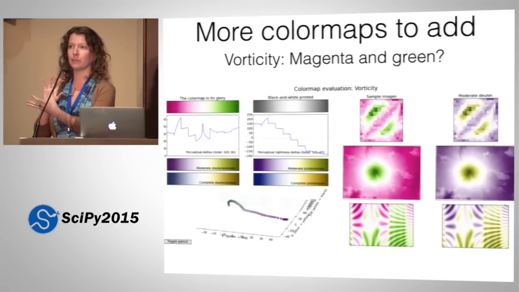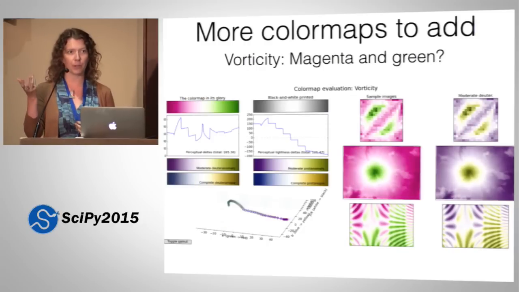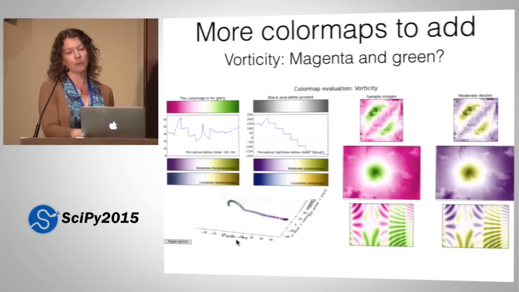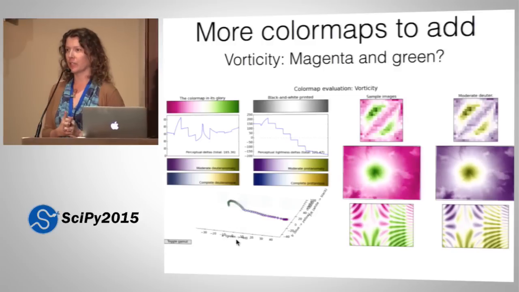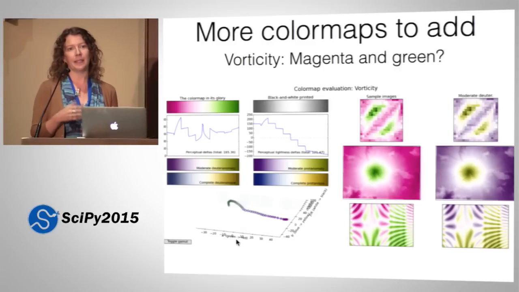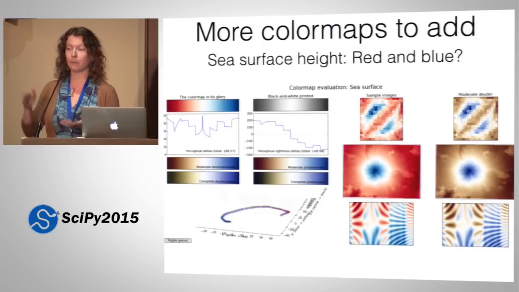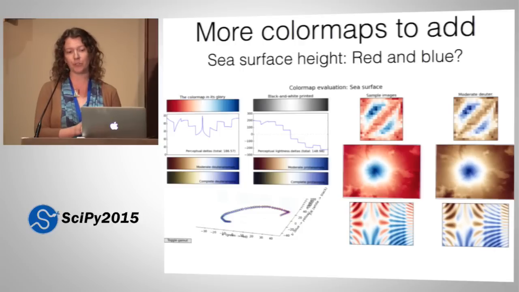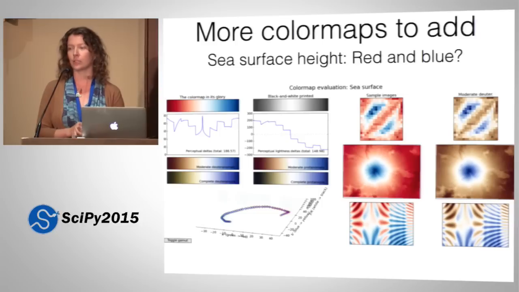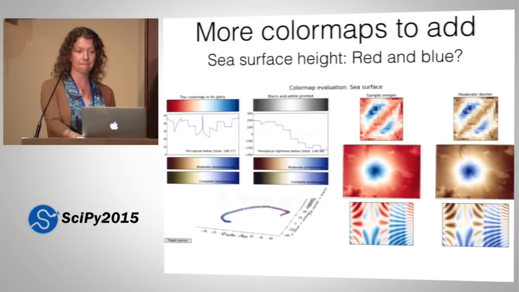Vorticity is a measure of the rotation of a parcel of water. For this, I would probably choose a diverging color map that looks different from the other color maps. Sea surface height, red and blue. I said this is often used for temperature, and I don't want to use it for temperature. I'd like to use it for something else that diverges. I think sea surface height would be a good candidate.